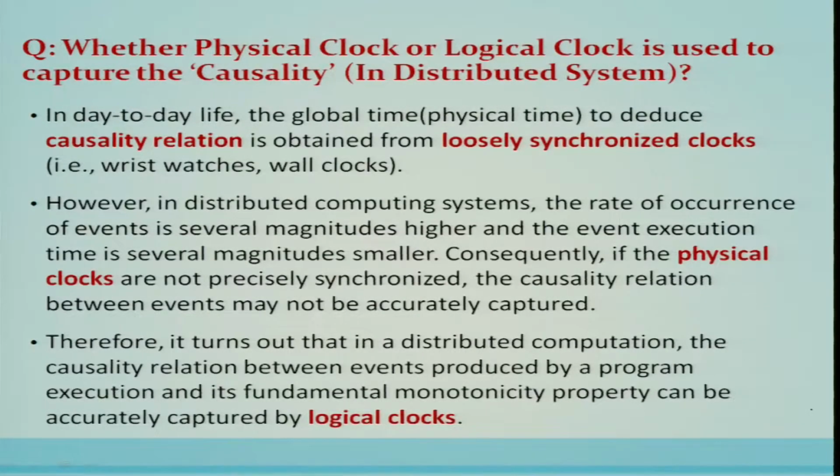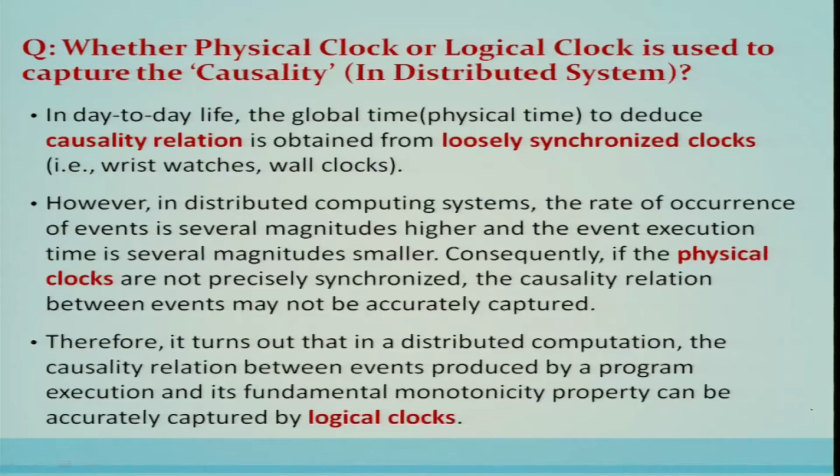Now the question arises: we have seen the physical clock synchronization, we have seen several logical clocks. Now the question is whether the physical clock or a logical clock is used to capture the causality in a distributed system. Which of these methods is good in a distributed system? Now in day-to-day life, the global time, that is physical time, used to deduce the causality relation is obtained from loosely synchronized clocks like wristwatches and wall clocks.